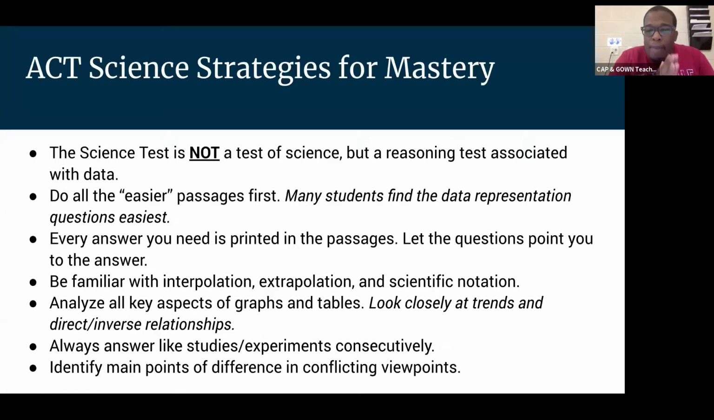Do all your easy passages first. Many of the students actually find data representation questions easiest. However, I just want to make a point that whatever you feel out of all of these practice tests that you do, whatever you feel like comes easiest to you in this section, do that first, okay? It's already mapped out for you. Find those sections, knock those out first in the science section.